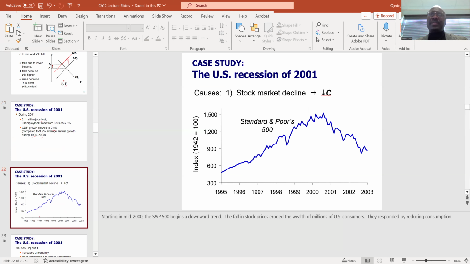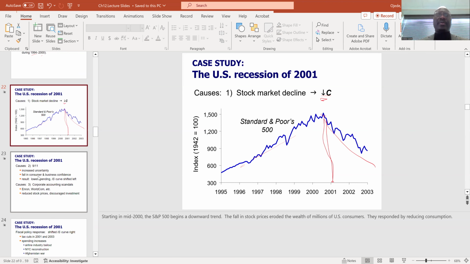So here's what happened in the stock market following 9/11. The S&P index was rising until we were hit by terrorists around 2001. See how the stock market literally crashed, the S&P index. And that led to lower consumer confidence because households are losing wealth. When the stock market crashes, you lose wealth. That leads to a decrease in what? Consumer spending. So this is a type of IS shock that I was talking about.